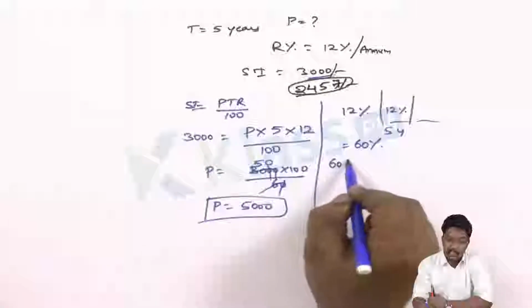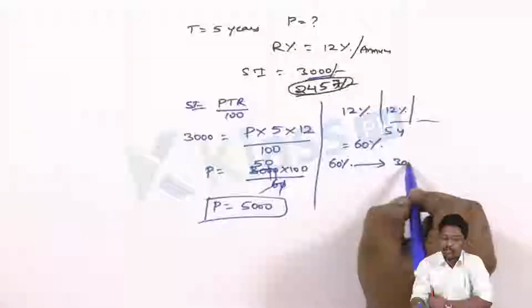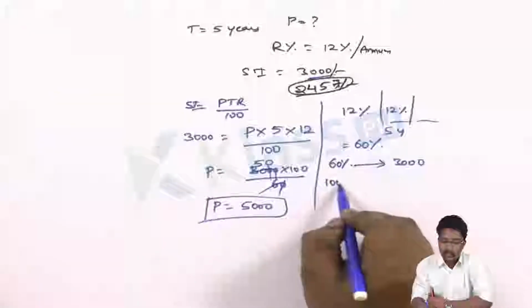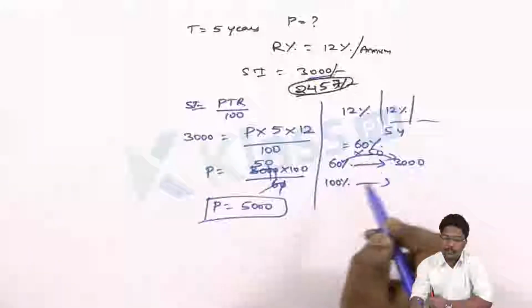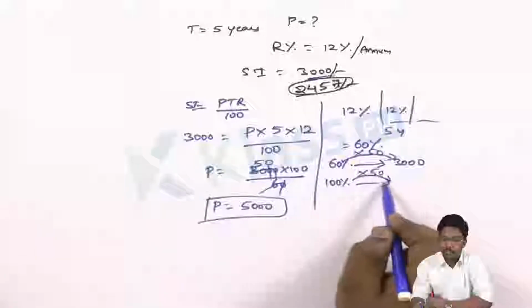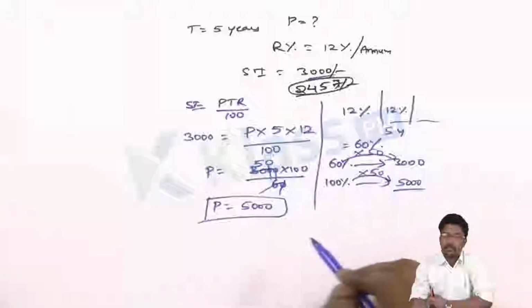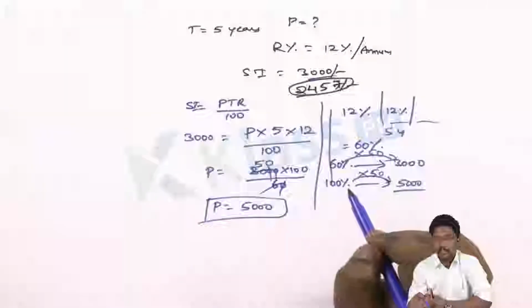But this 60% in terms of rupees is how much? It is 3000 rupees. But I want 100%. 60 becomes 3000. How? By multiplying with 50. Then multiply this 100 into 50. That is 5000 rupees. Within 3 steps you will get the answer.